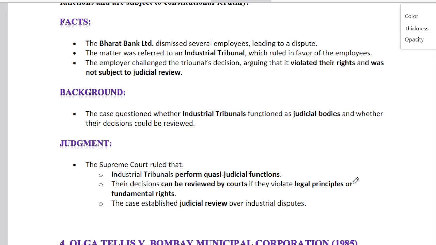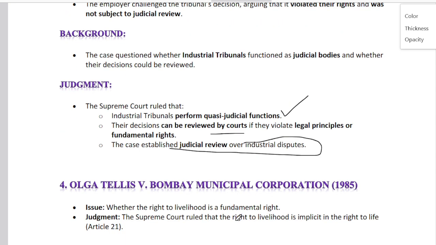The background of this case, as you all know, is that it questioned whether the industrial tribunal functions as a judicial body and whether its decisions should be reviewed. Judgment: the Supreme Court upheld that industrial tribunals perform quasi-judicial functions and their decisions can be reviewed by courts if they violate legal principles or fundamental rights. The case established judicial review over industrial disputes. So I hope you understood.